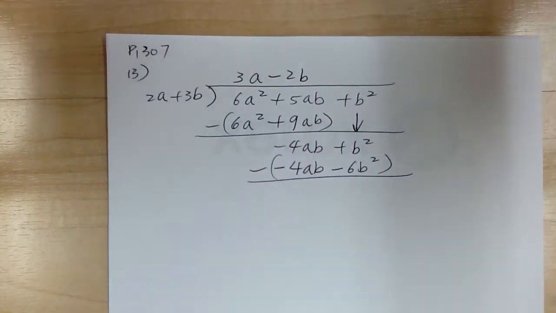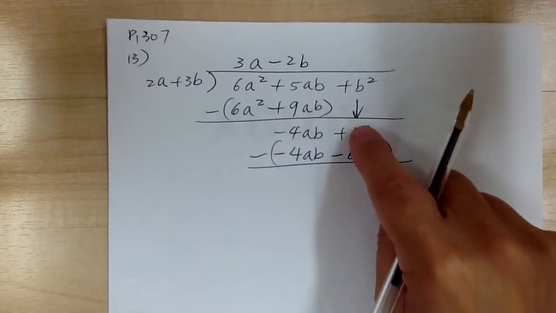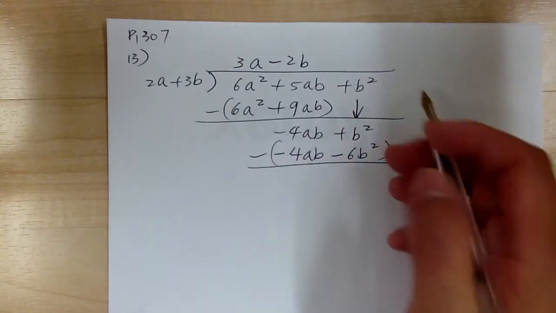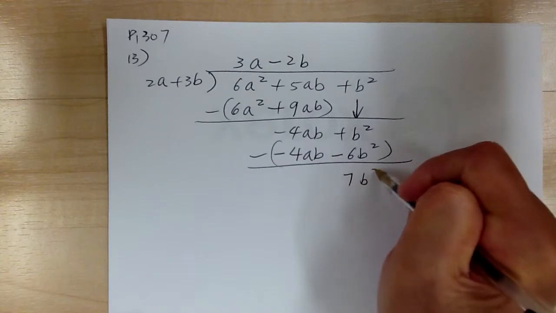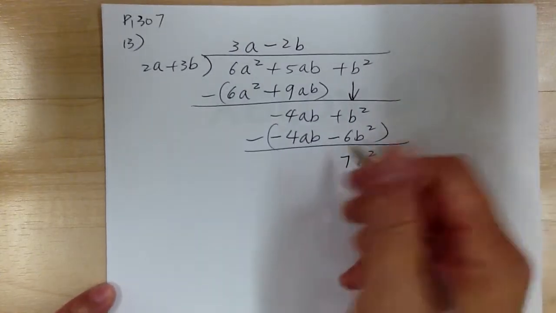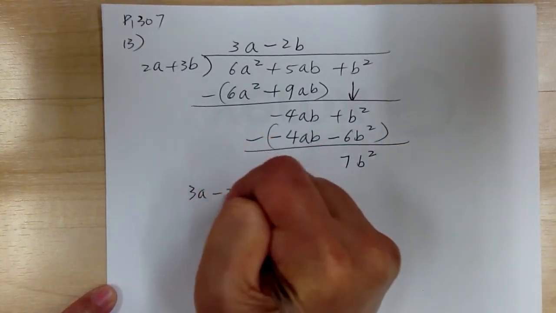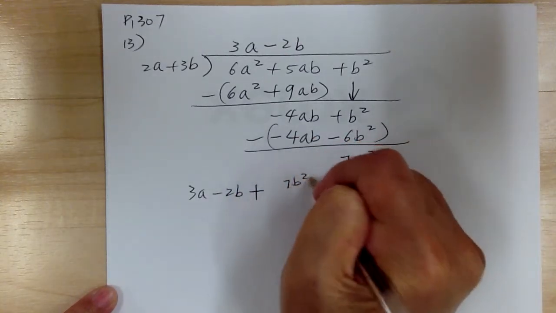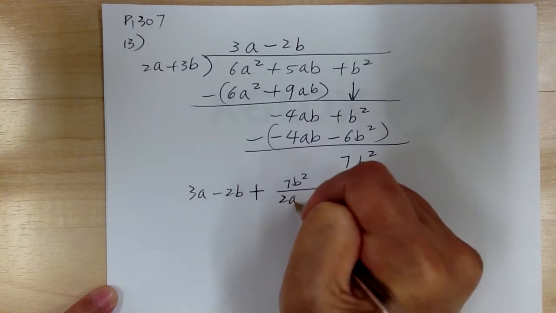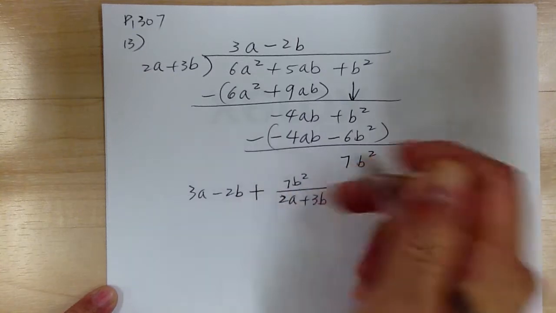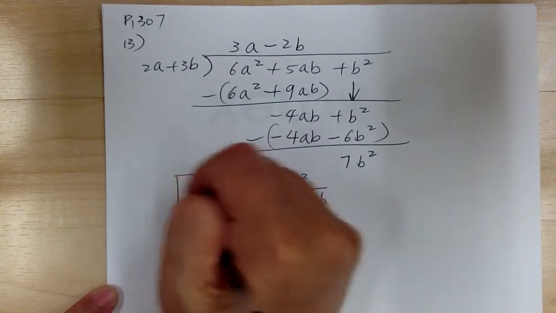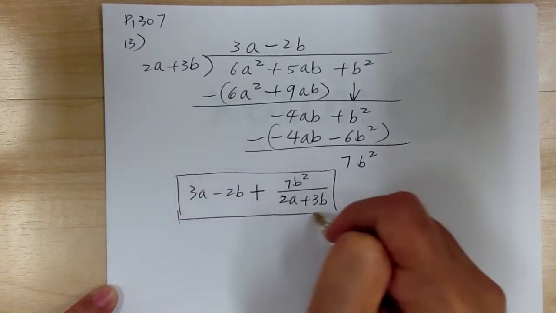Subtract. Okay, so the first term always cancels out. So you got 1. Again, no number means it's 1. So 1 minus negative 6, it becomes 7. Okay, so your answer would be 3a minus 2b, and this is a positive, so it would be plus 7b squared over 2a plus 3b. So whatever remainder, you put over the divisor, and that is your fraction part.